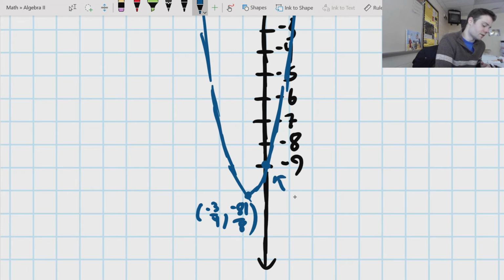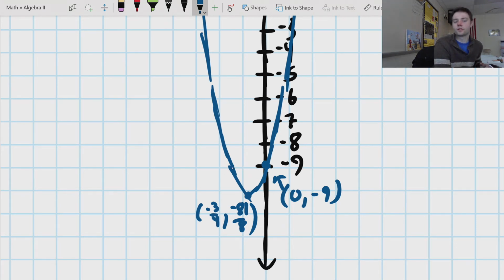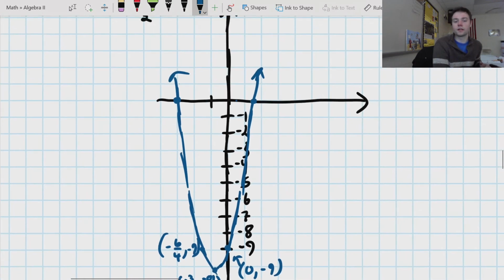And then I've got 0, -9. And over here, I know by symmetry that this is going to be like what? -3/4 plus another 3/4 would be 6 over 4. So this is -6 over 4, I think. Let me make sure. Yes, -6 over 4, -9 by symmetry. So that's how I got that point.